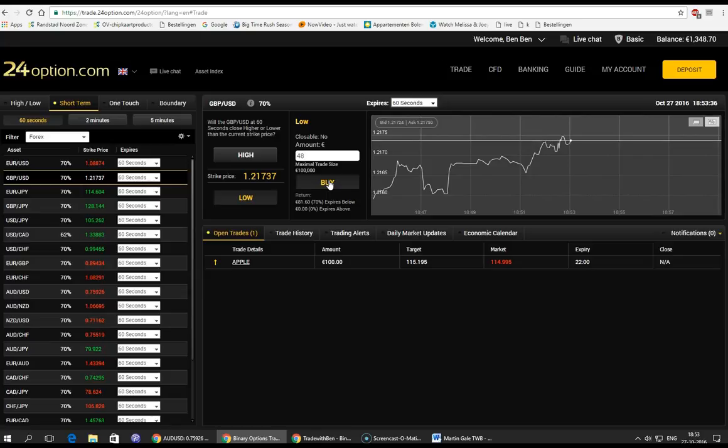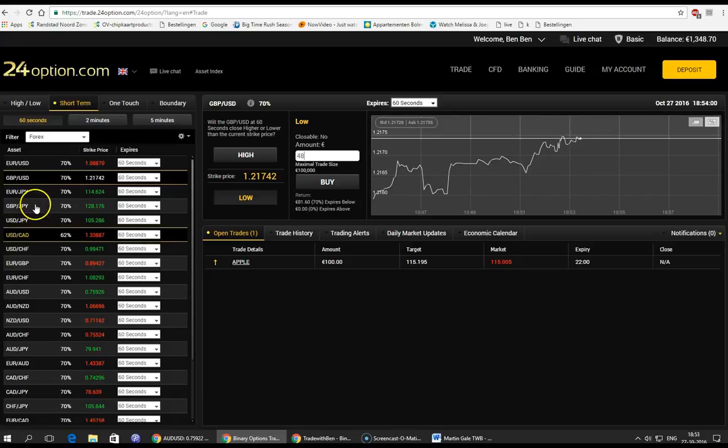If you guys want to put a 60-second trade with €5 up on GBPUSD, you can do it right now because it's in the trend, so you can go with it right now. It didn't reach resistance, but it's almost there, so I think you can take the 60 seconds trade.